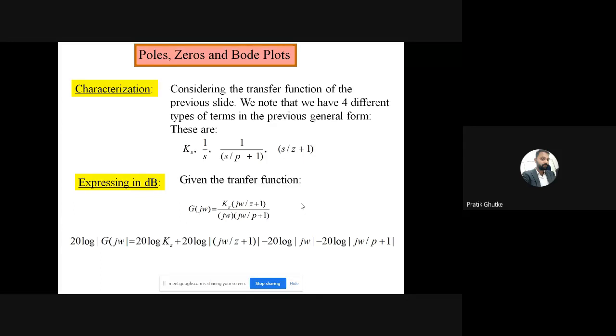So Bode plots are drawn on semi-log pages. For this, the first step is to calculate 20 log of |G(jω)|, that is 20 log of KB plus 20 log of |jω/Z + 1| minus 20 log of |jω| minus 20 log of |jω/P + 1|.